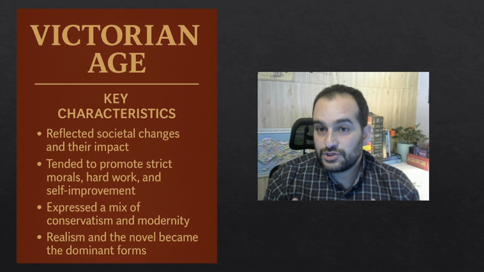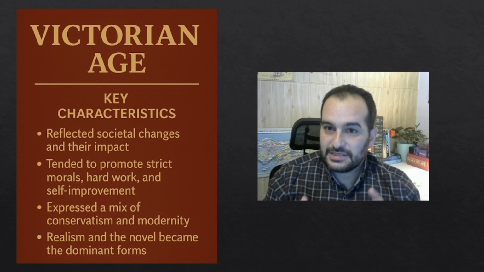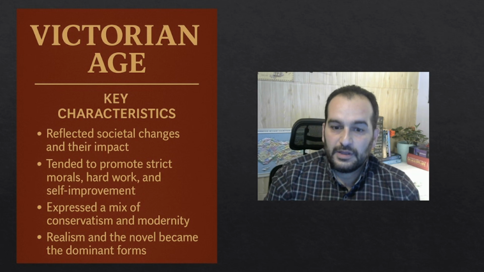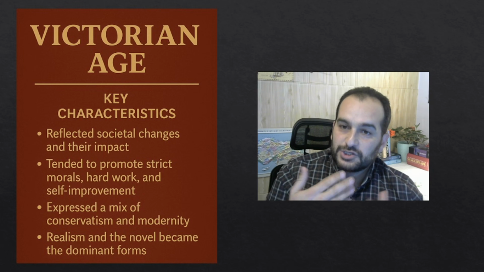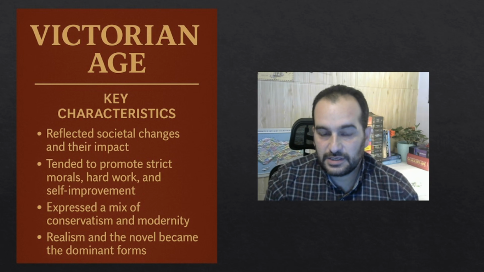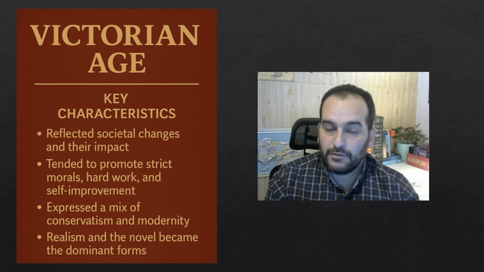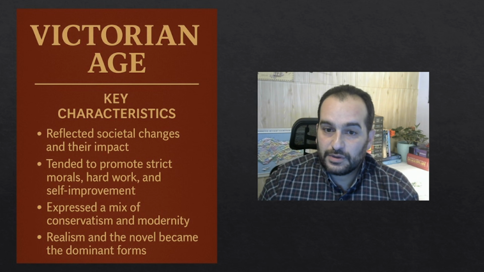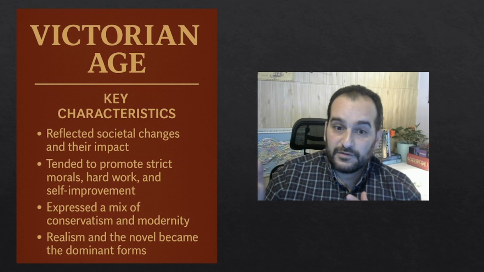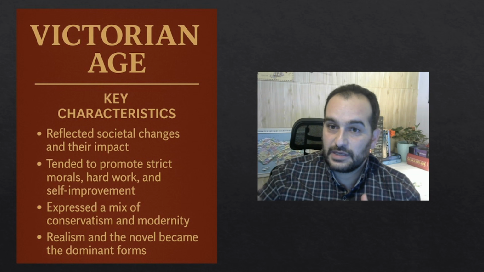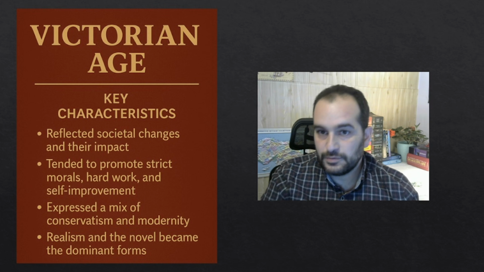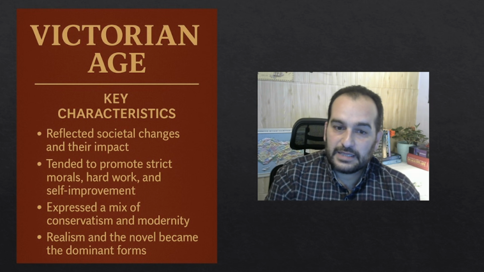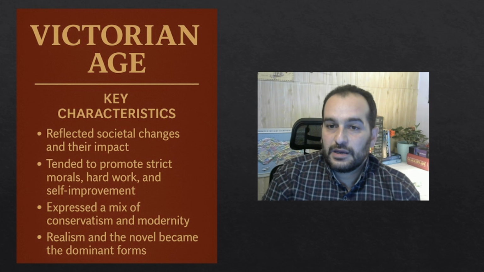We see literature in the Victorian age as a social critique tool. So we see authors questioning inequality, industrial abuse, and the role of institutions. And we see also long novels published in parts, and this became really popular during the Victorian age. And we see also strong narratives and detailed descriptions, which were really dominant in the Victorian literature.